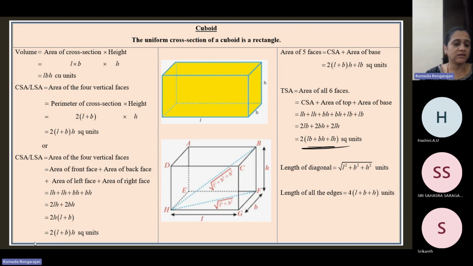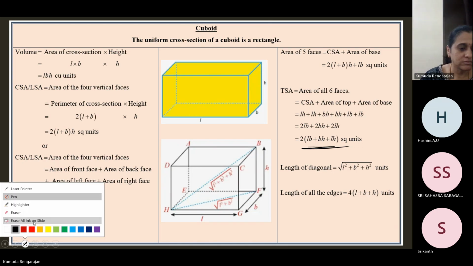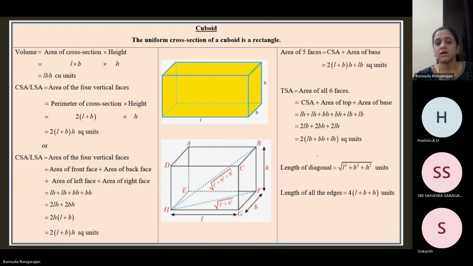Length of the diagonal is given by the formula square root of L square plus B square plus H square. Again, by using Pythagoras theorem, I told you we'll do this. When we take up questions to solve, we'll see how we come up with this formula.